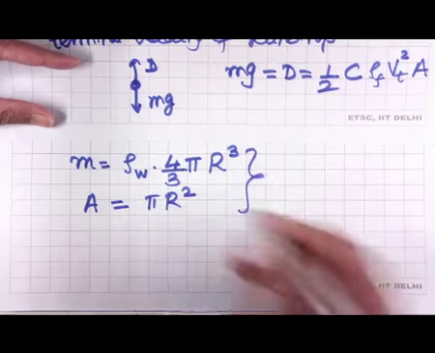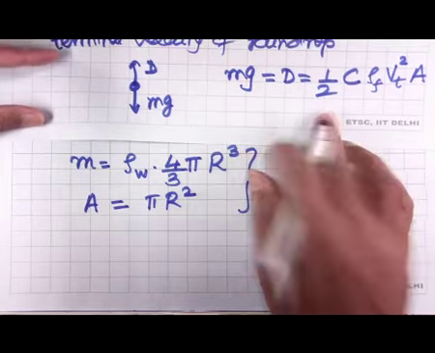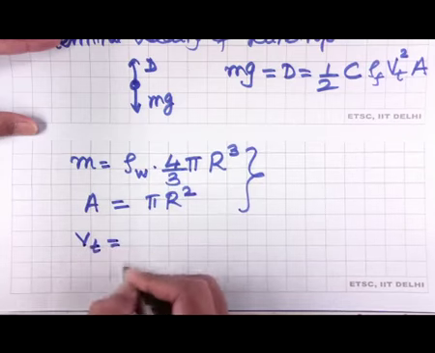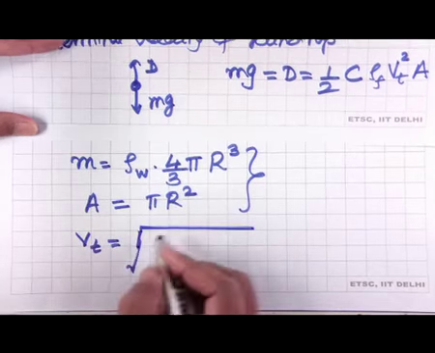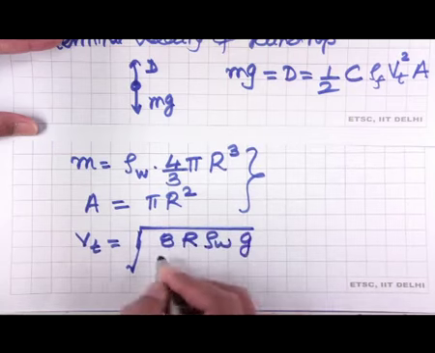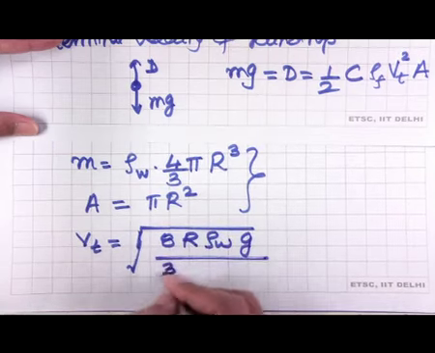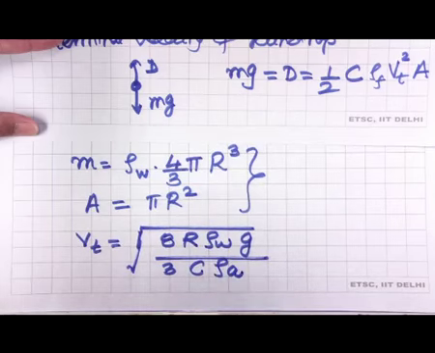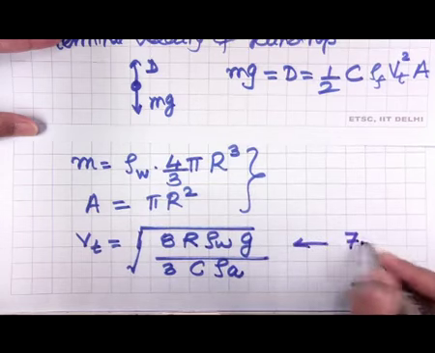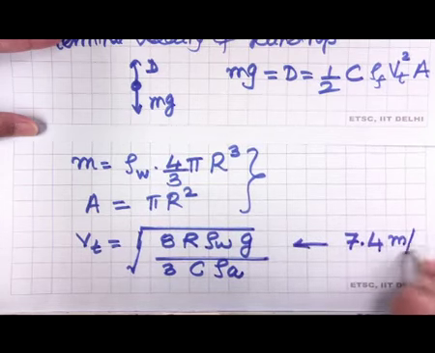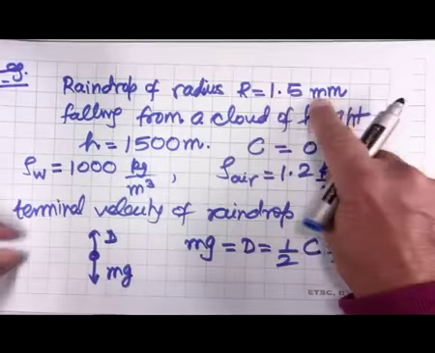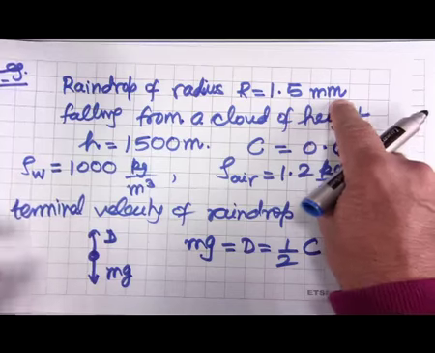So, when we put both of these in this expression for mg is equal to this, what we will get is Vt is equal to square root of 8 r rho w g divided by 3 times C times rho a, and putting in these numbers what we will get is this velocity will be equal to 7.4 meters per second. We will put everything in SI unit, that means we will have to convert 1.5 millimeters to meters.